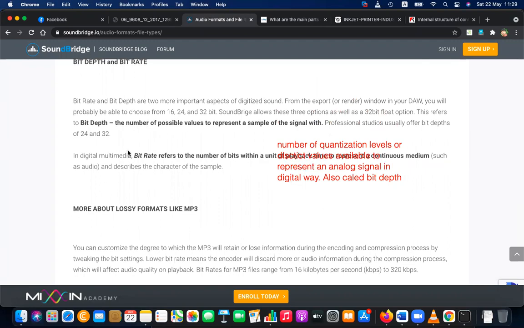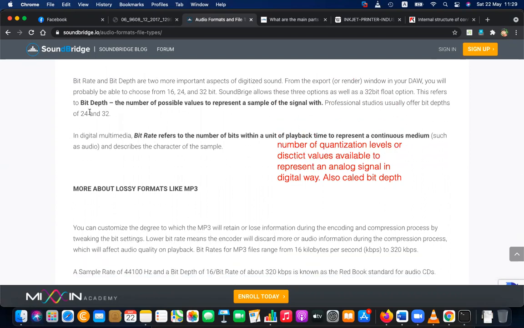Bit depth is the number of possible values to represent a sample. Bit depth is basically 24 or 32 bit. 32 bit means 2 to the power 32, so that is a very big value.